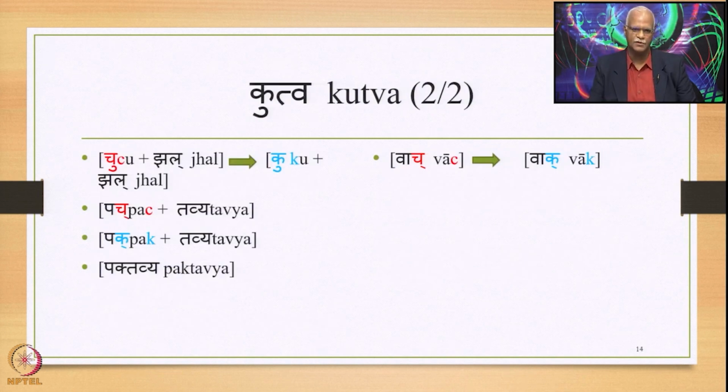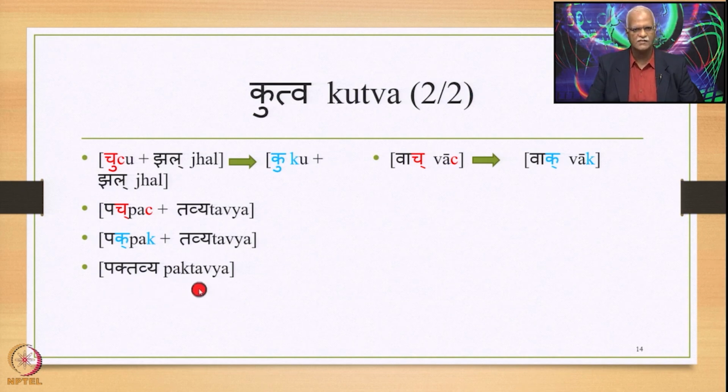Let us look at the specific examples. So first let us see chu plus jhal, and it is substituted by ku plus jhal. Here is the example: pacha plus tavya, and cha is followed by ta, which is a jhal, and so chokkuhu applies and substitutes this cha by ka. So you get pak plus tavya, and then finally you get paktavya.